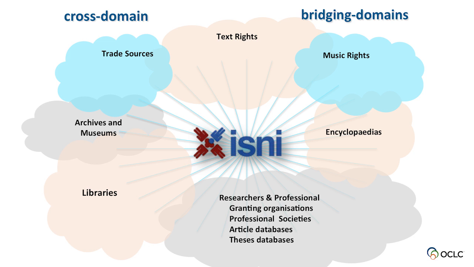So one of the reasons we have done this, for those who haven't been familiar with the International Standard Name Identifier, or ISNI, is that it is an international standard, and it has many different sources, not just from the library domain, but also trade sources, rights organizations, encyclopedias, although research and cultural institutions do represent a major domain. And it represents a bridging mechanism. It's a way of bringing together and linking multiple identifiers for the same entity.